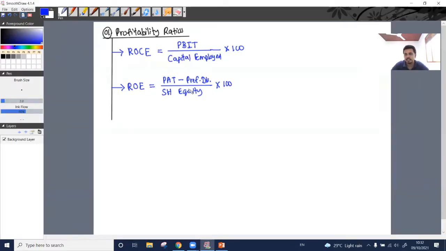But here we have what? Purely the equity capital. Equity capital. Right. What are the other profitability ratios?